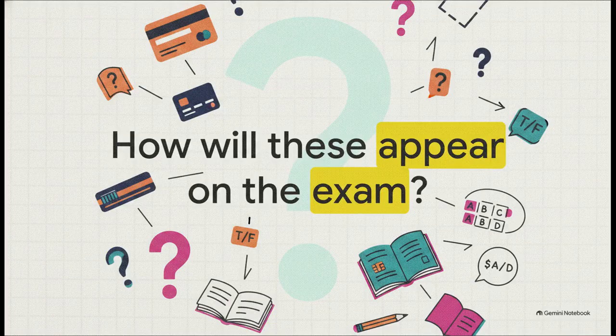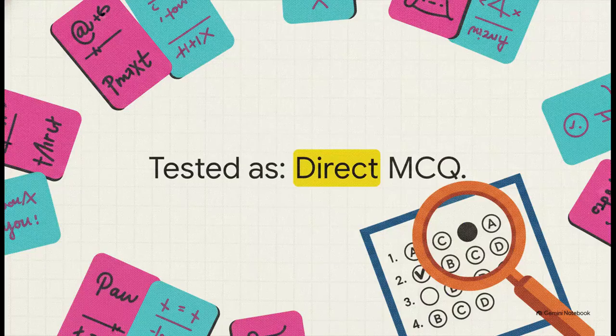But here is the critical thinking part for us. How exactly are these two topics going to show up on the exam? Try putting yourself in the test maker's shoes for a second. If you're testing basic features and credit systems, what's the single most efficient way to extract that knowledge from a student? Well, the source reveals they are tested as direct MCQs, or multiple choice questions.